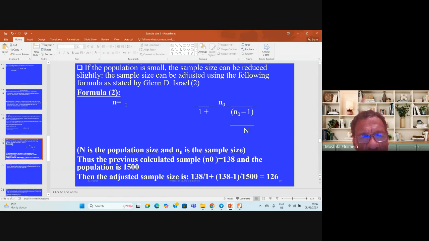We have the formula here, formula 2, which is n is equal to n0 divided by 1 plus n0 minus 1 divided by N, where N, the capital N, is the population size, and n0 is the sample size. Thus, the previously calculated sample n0, which is 138, and the population, for example, is 1,500, then the adjusted sample size is 138 divided by 1 plus 138 minus 1 divided by 1,500, which is equal to 126.